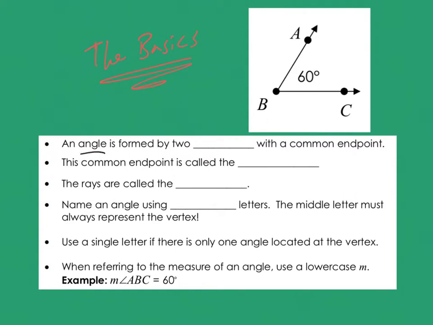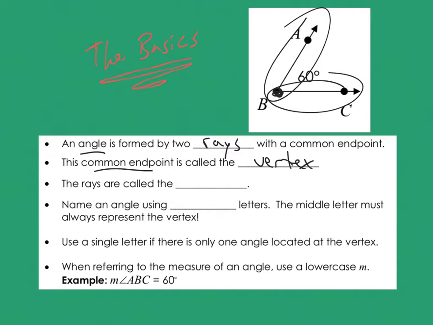First off, an angle is formed by two rays, right here and right here. They have a common endpoint, B. That common endpoint is called the vertex. All right, so we got two rays sharing a common vertex. The rays are what we refer to as the sides of the angle. And we name the angle using three letters. The middle letter must be the vertex. And we said that the vertex was B. So when we use the name of the angle up there, we're going to say angle ABC.